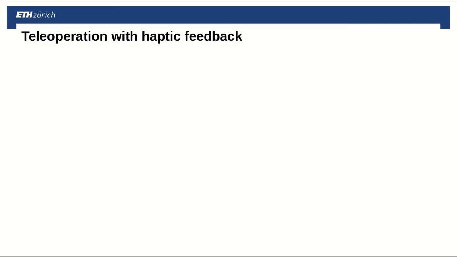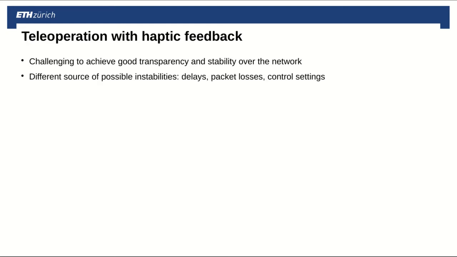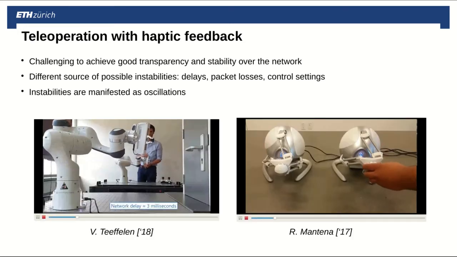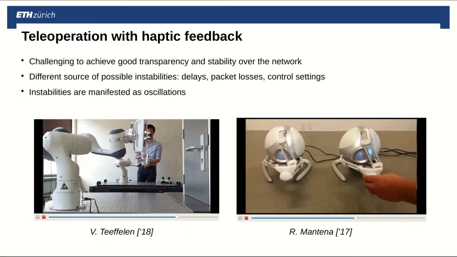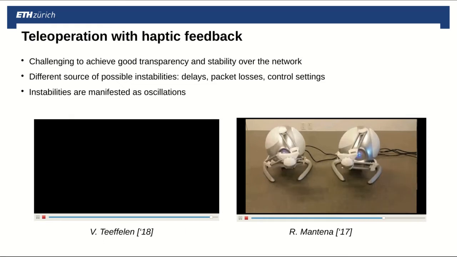Haptic feedback has been shown to be of paramount importance in teleoperation. However, when teleoperation is performed over the network, it's challenging to have good transparency and maintain stability. Different elements can threaten stability, like delays, packet losses, and control settings. Instabilities manifest as oscillations, as it's possible to see in these two videos, and they require additional damping from the operator or from the control unit.